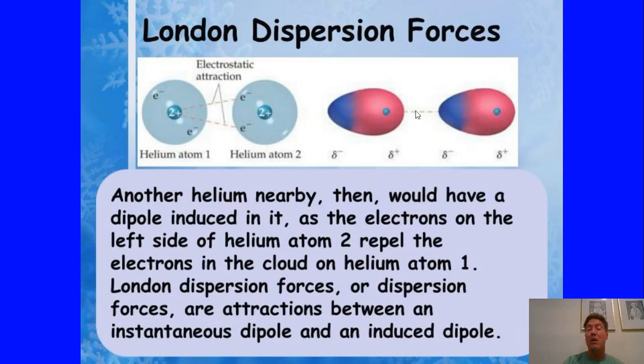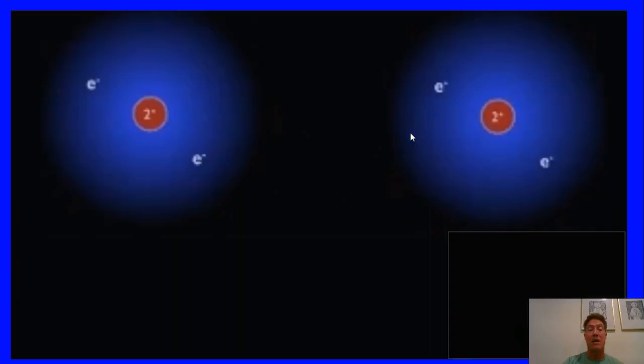And now all of a sudden, you can have an attractive force that wasn't there before, caused by this temporary polarization that created a similar polarization. And now they can attract each other with this small but still real electrostatic attraction. So this is known as attractions between an instantaneous dipole and an induced dipole. This one became instantaneously polarized, and then it induced a dipole in a fellow helium atom. And then you could have this small electrostatic attraction.